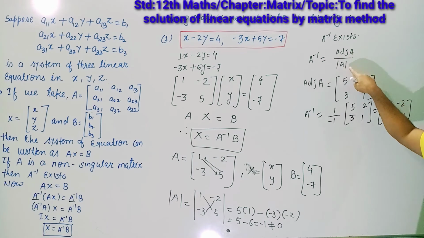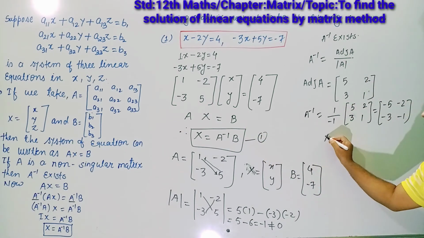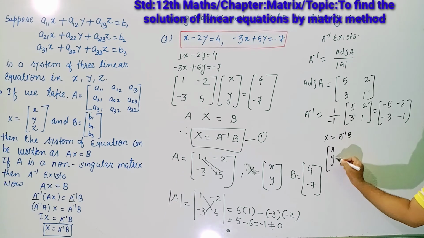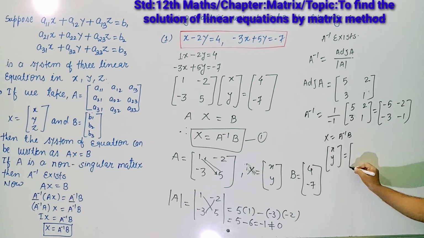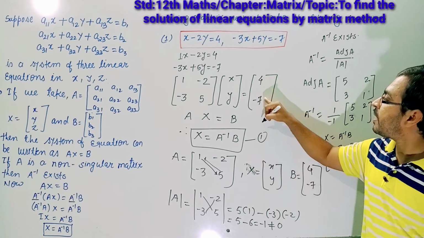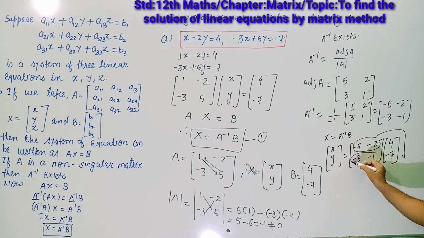Okay students, we know that A inverse is equal to adjoint A upon modulus A, but we want to find the value of x over here. So the value of X is equal to A inverse B. So X is x and y, A inverse, we got A inverse: minus 5, minus 2, minus 3, minus 1, and B is 4 and minus 7. The elements of matrix B are 4 and minus 7. What you have to do over here is multiply the rows of this matrix with this column, right students?